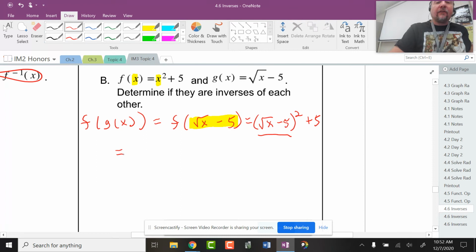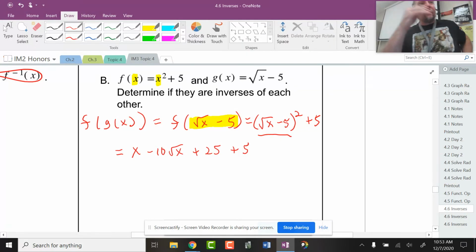And then I'm going to be a quick foiler. Square root of x times the square root of x would happen first. Root x times negative 5 twice. And then negative 5 times negative 5. Getting tired of teaching foiling and showing the two parentheses and showing the 4 lines. We should be able to eventually at some point do this pretty quick.